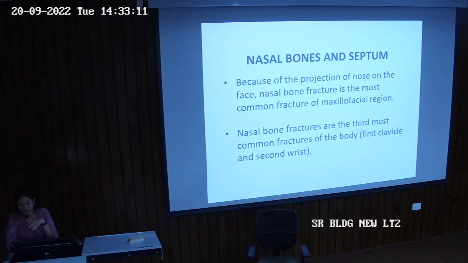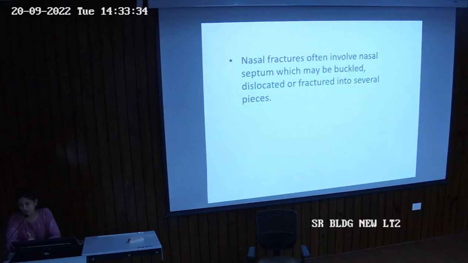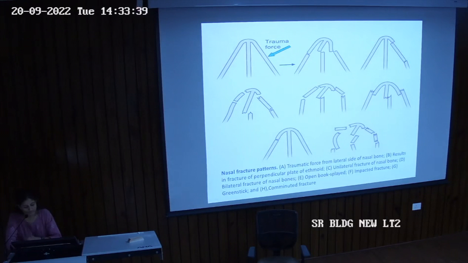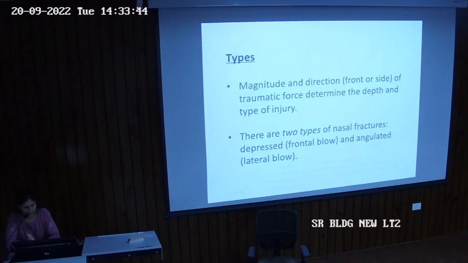Now nasal bones and septum, I think this is the most important from your UG perspective. Because the nose is the most prominent, projecting part of the face, it is more prone to trauma. So the most common bone to be traumatized in cases of facial fractures is your nasal bone, right? Nasal bone fractures are the third most common fractures of the body. The first is clavicle and second is wrist. When we talk about the facial skeleton, it is the most common bone to get fractured. So these are the various types of fractures that you can see. All of this is in your Dhingra, so it's okay.